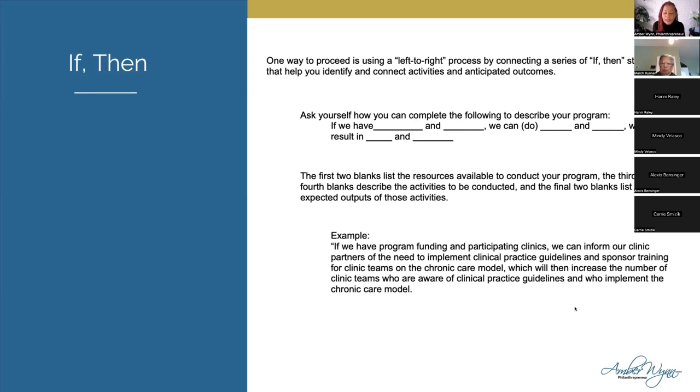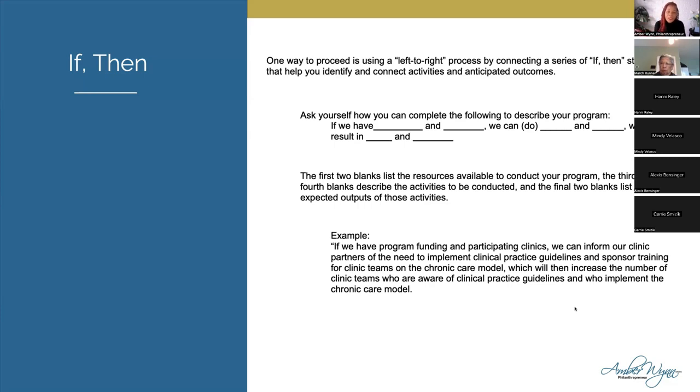So it would read like this. If we have program funding in participating clinics, we can inform our clinic partners of the need to implement clinical practice guidelines and sponsor training for clinic teams on the chronic care model, which will then increase the number of clinic teams who are aware of clinical practice guidelines and who implement the chronic care model.